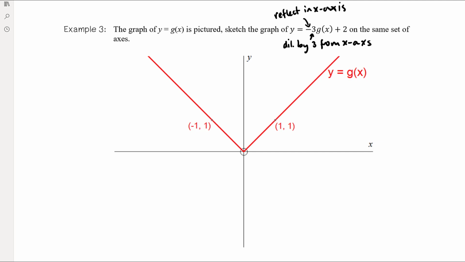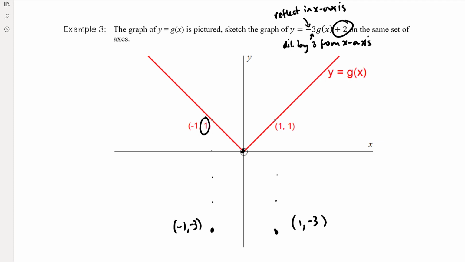That means the reflecting in the x-axis will make all the y coordinates negative, and dilating by 3 from the x-axis will multiply all the y coordinates by 3. So we're basically going to multiply all the y coordinates by -3. So this point, for example, at -1, 1, will go to -1, -3. This point at 1, 1 will go to 1, -3. This point at 0, if we dilate and reflect, won't go anywhere.